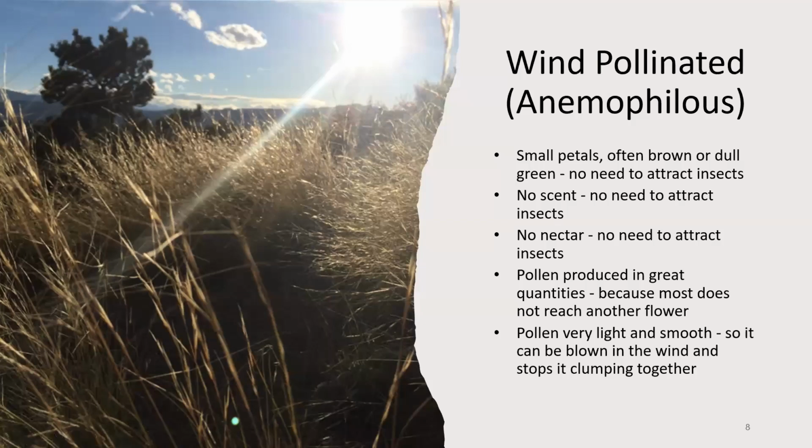Wind pollinated plants are called anemophilous. These plants have small petals. They're often brown or dull green. They don't need to attract insects, so you're not going to see big, colorful flowers on these types of plants.